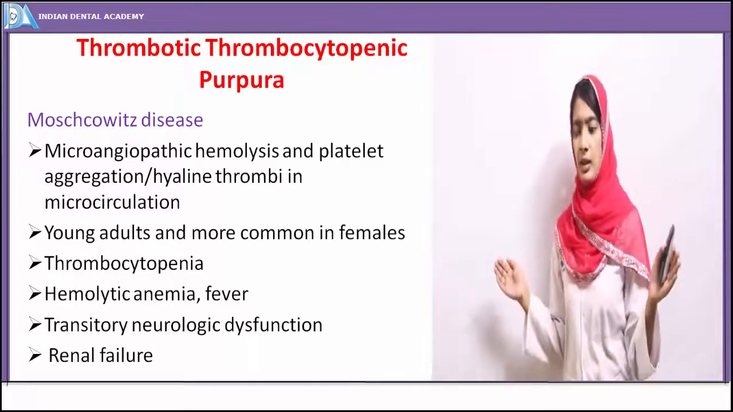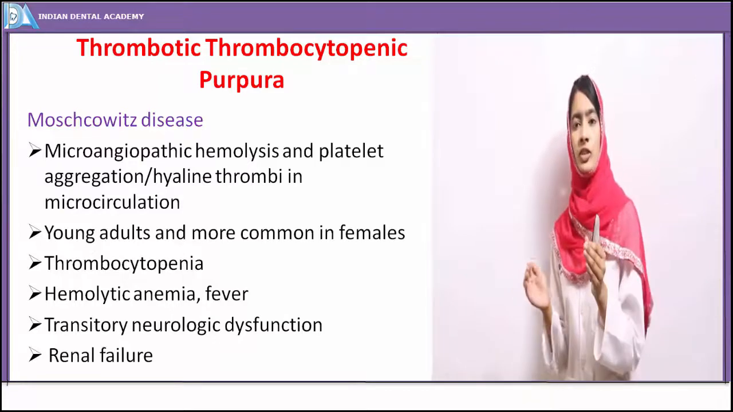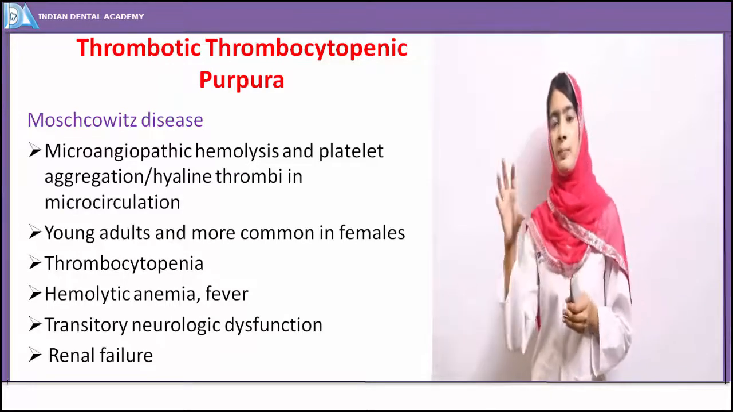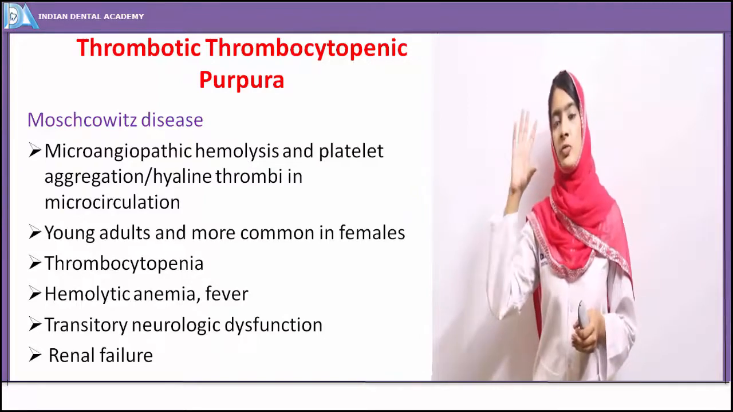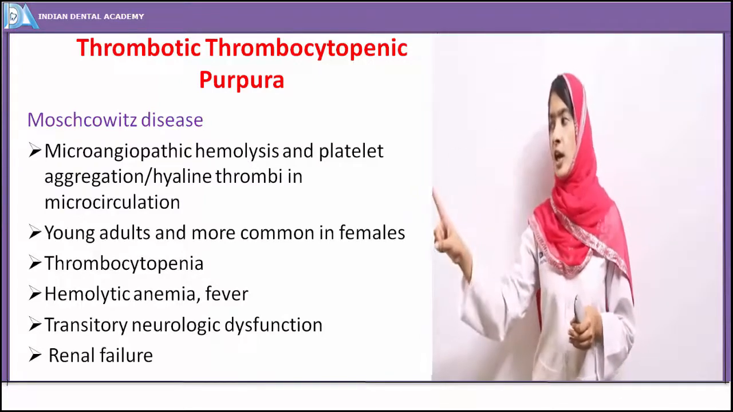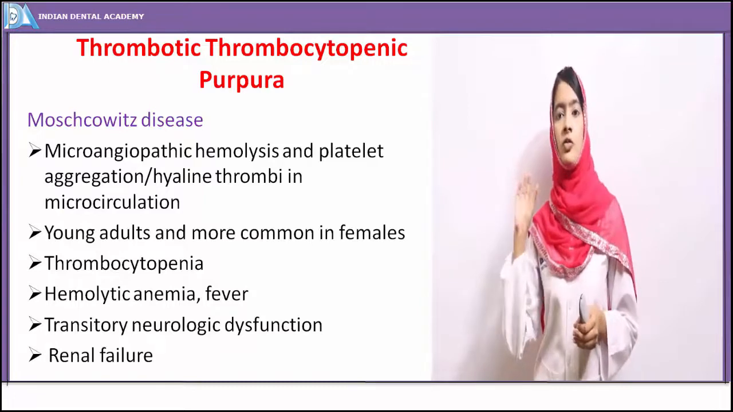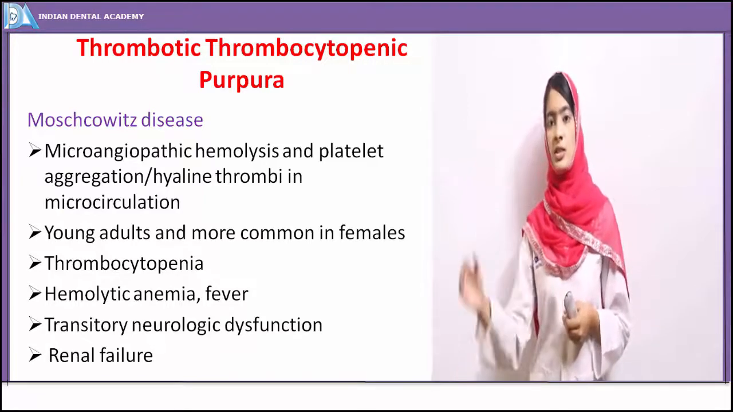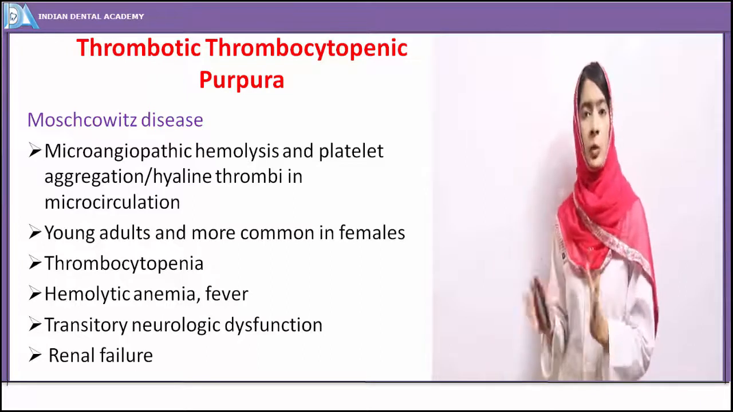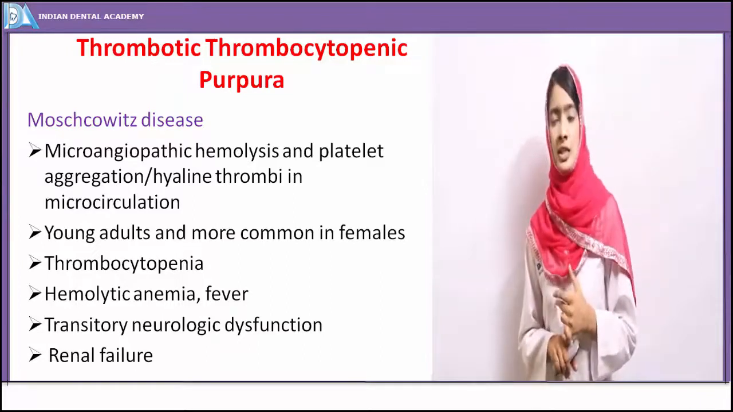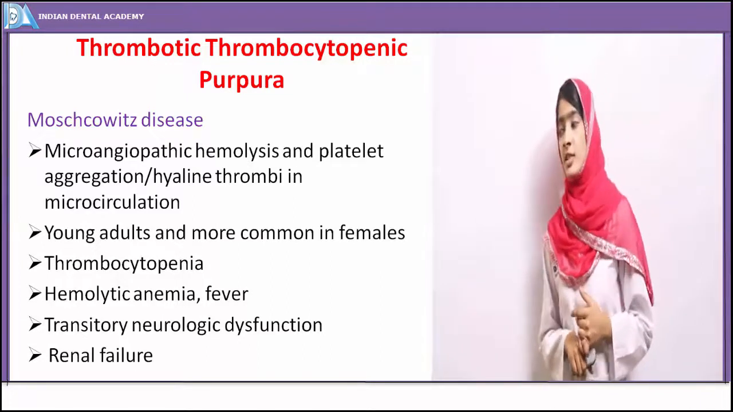Thrombi are nothing but deposition of clots in the blood circulation. So the characteristic appearance of purpura along with hemolysis and thrombi formation in the blood vessels gives this name, thrombotic thrombocytopenic purpura. It is more common in females, and in young individuals.